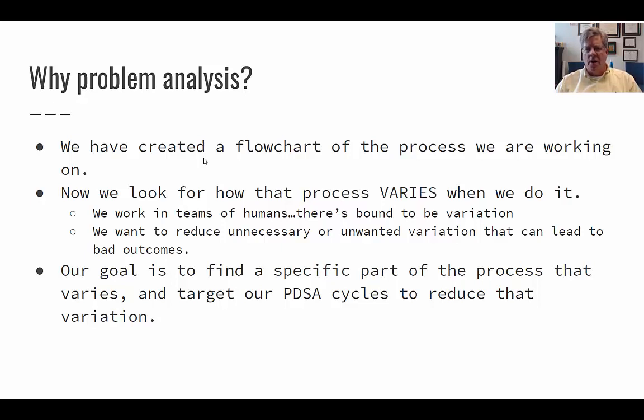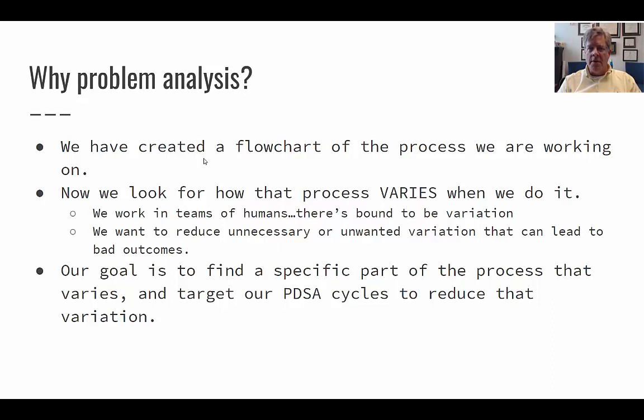And you might say, well, we have a process, why would it vary? Well, because we are made of teams of humans in medical practice, and so we need to consider that there's bound to be variation in whatever we do. The key is we want to reduce unnecessary or unwanted variation that could lead to bad outcomes. That's what we're really after. A certain amount of variation is okay if it doesn't get us off track. We want to reduce unnecessary and unwanted variation.